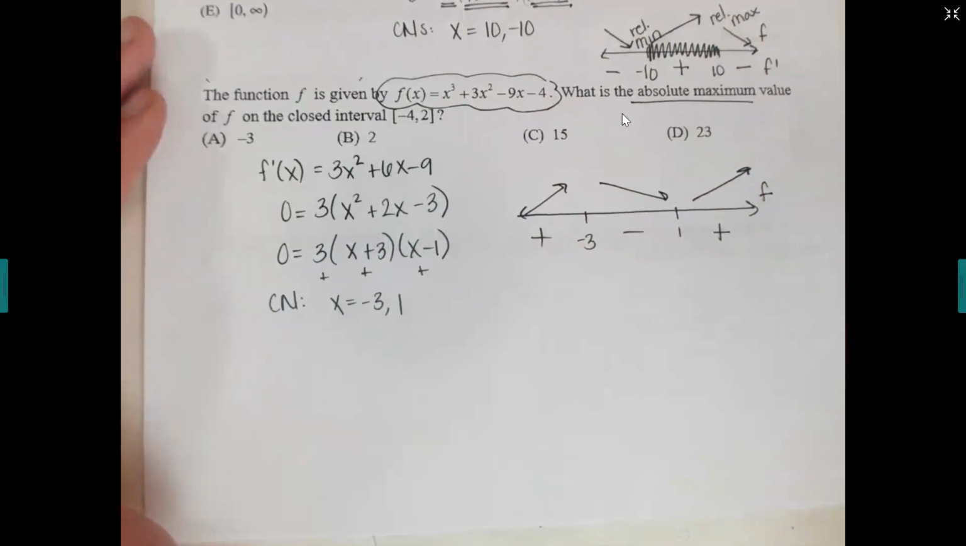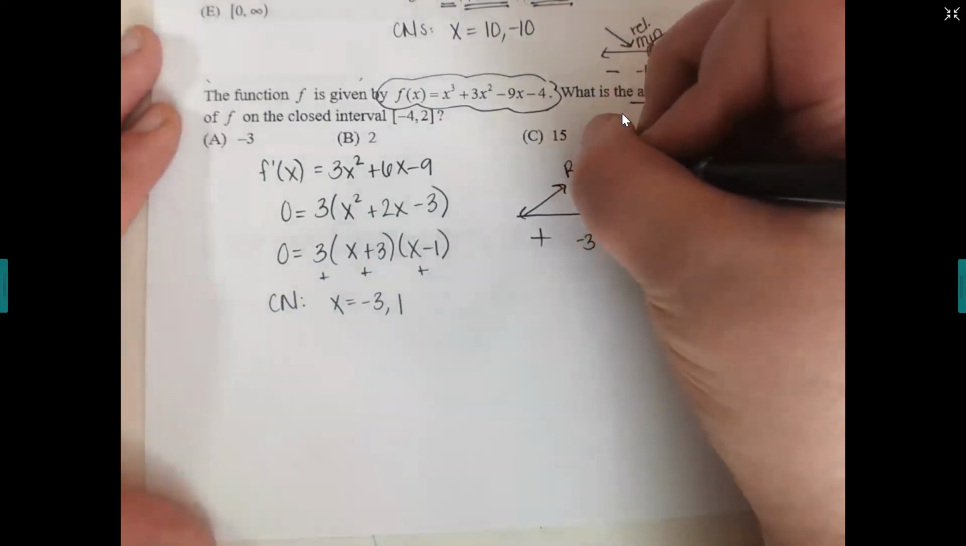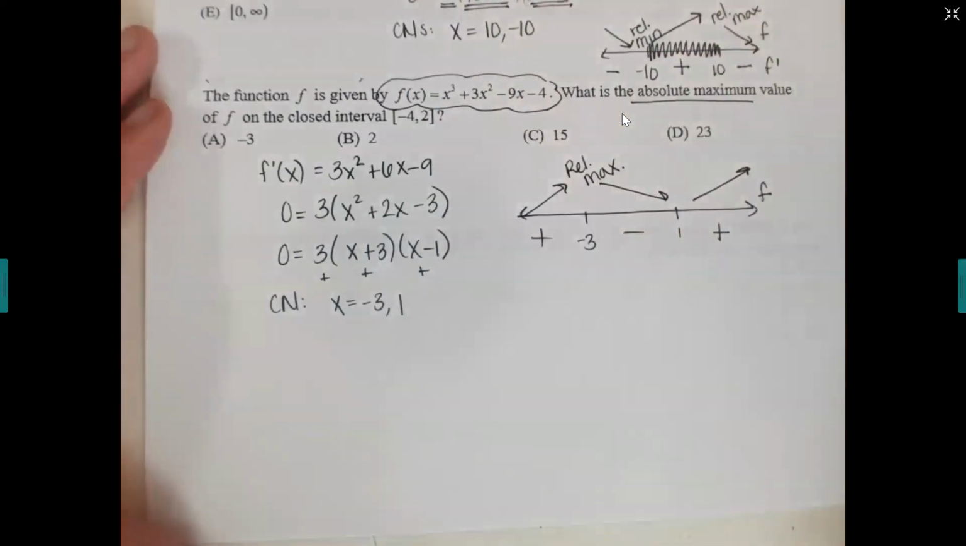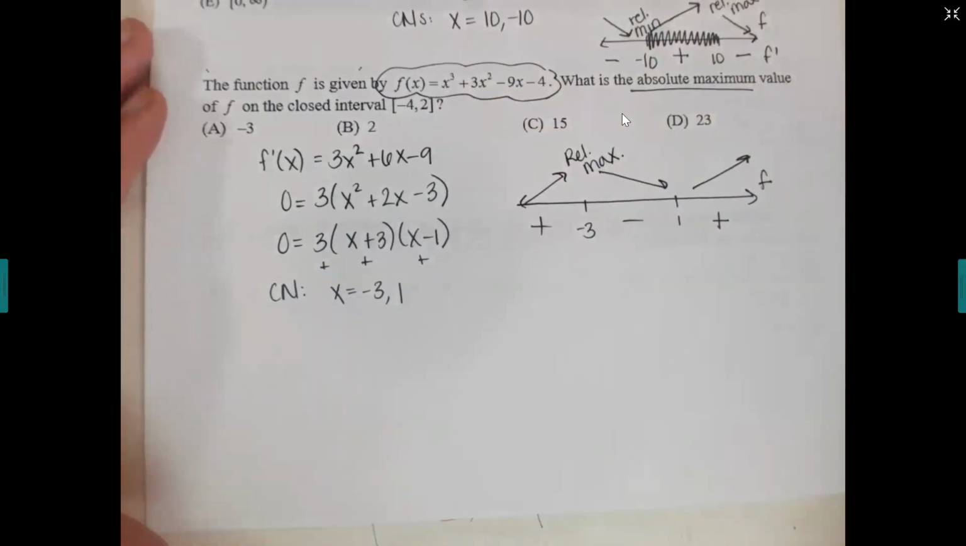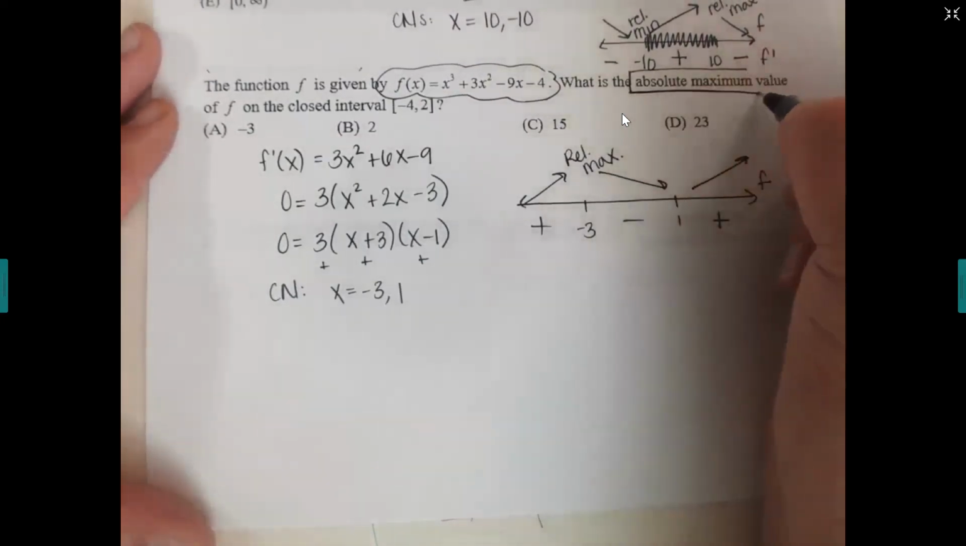Okay, that makes -3 a relative max. But they're not asking you for the relative max. What are they asking you for? Yeah, the absolute max. And here's the difference.